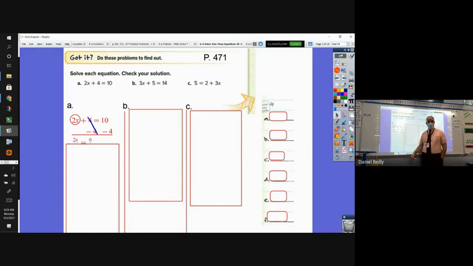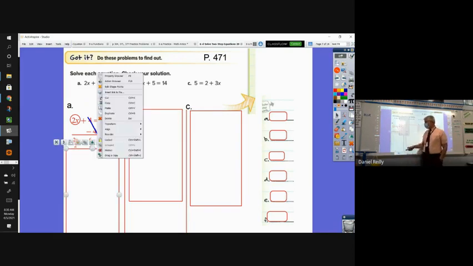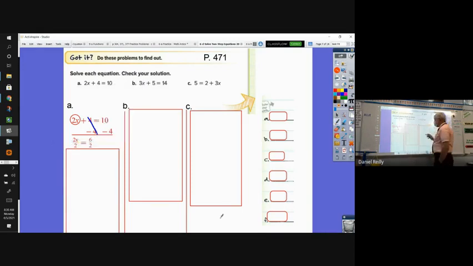Then divide both sides by 2 to undo this multiplication. So I divide both sides by 2. And I get, this now is just going to be 1, 2 divided by 2. And 6 divided by 2 is 3. So there's my solution. I think the answer is x equals 3.